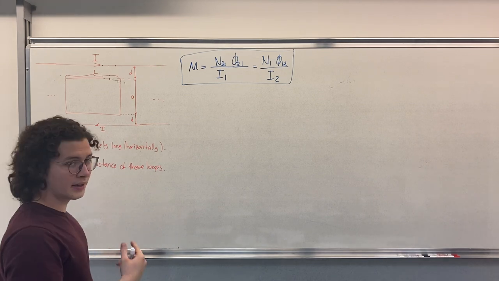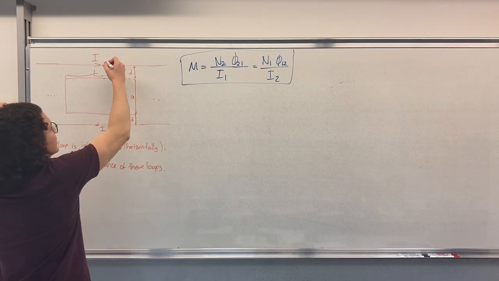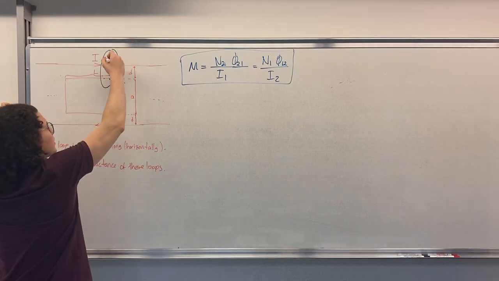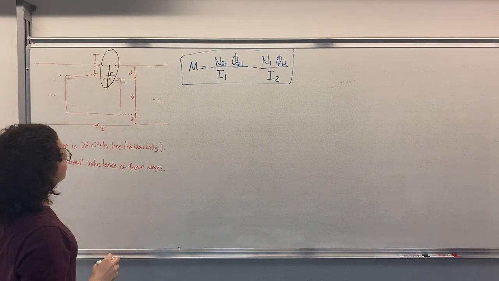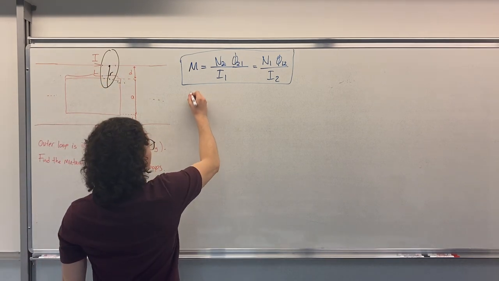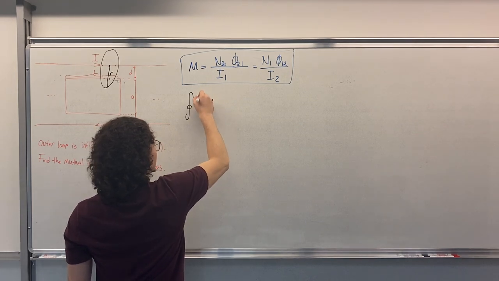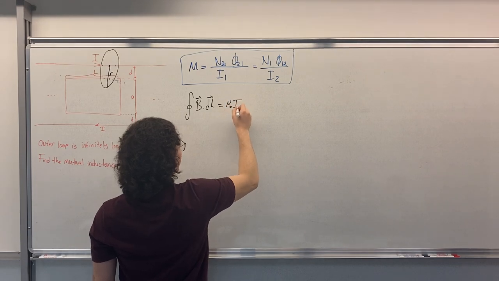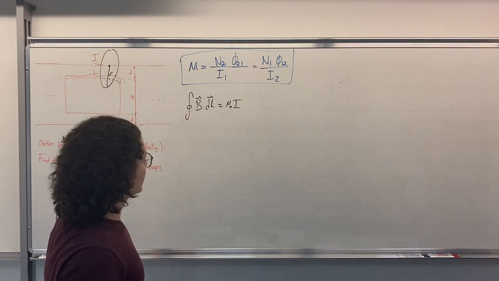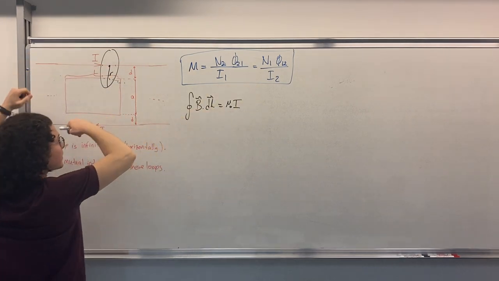Let's start by finding the magnetic field here. For that we will use Ampere's law. I choose a circle with radius r. If we write this as the integral of B dot dl is equal to mu 0 I, we can see that I is the current going through this loop like this.